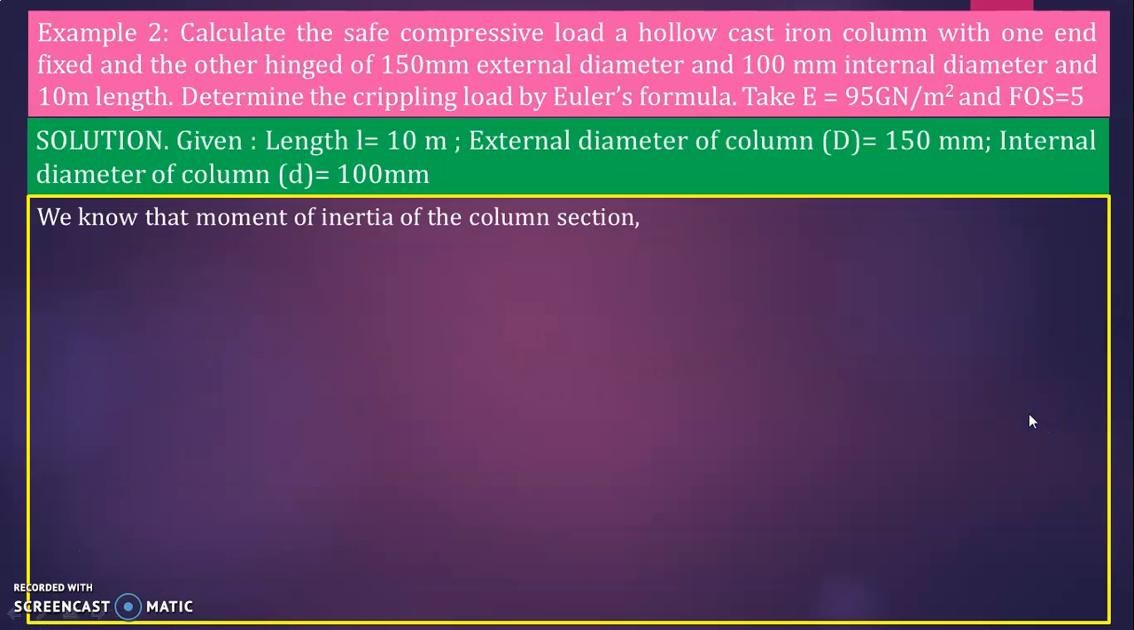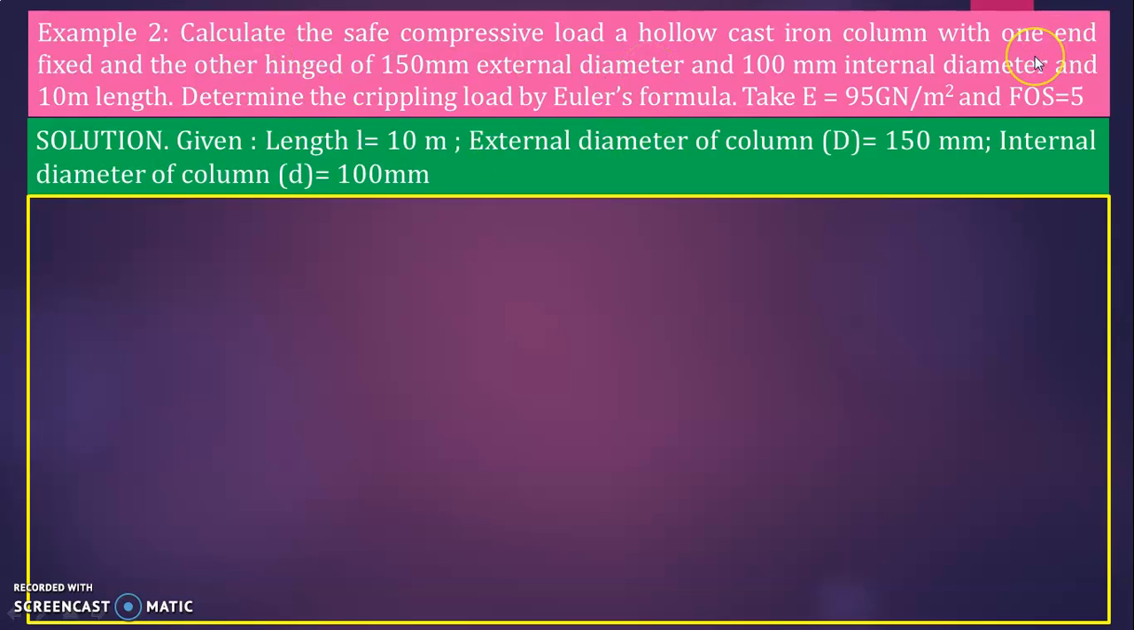Calculate the safe compressive load of a hollow cast iron column with one end fixed and the other hinged, of 150 mm external diameter, 100 mm internal diameter and 10 meter length. Determine the crippling load by Euler's formula. Take E equal to 95 giganewton per meter square and factor of safety 5. Here you have to calculate the safe compressive load. The crippling load PE is equal to pi square EI divided by LE square, and the safe compressive load is this divided by the factor of safety.